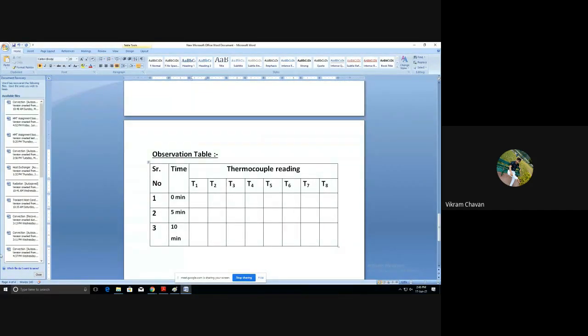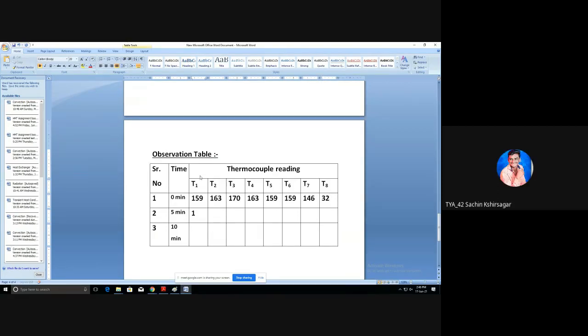Okay, then for further readings, first reading. T1 159, T2 163, T3 170, T4 163, T5 159, T6 159, T7 146, T8 32. Okay.